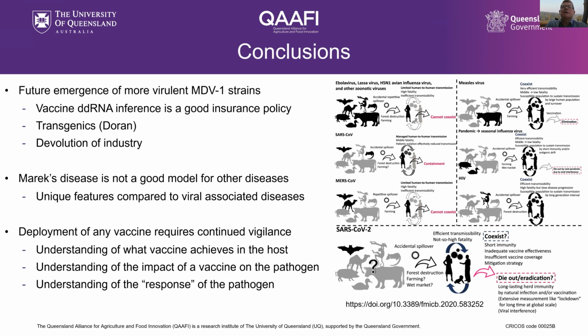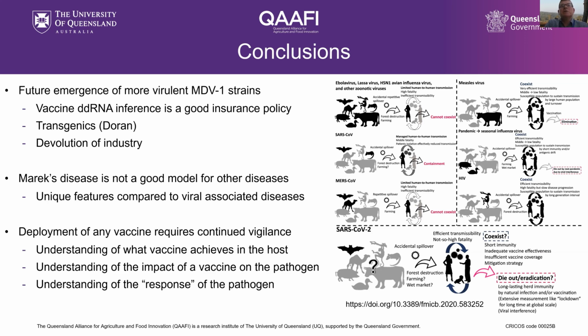There's also the de-evolution of the poultry industry. So this move back towards free range, will that actually help interrupt the transmission cycles of MDV? We don't know yet. But as Pat Blackwell would say, it actually means we're seeing a re-emergence of some old diseases that we'd lost in that intensification process.